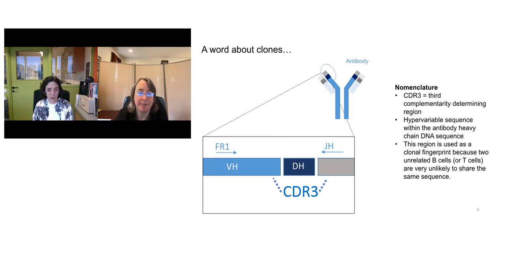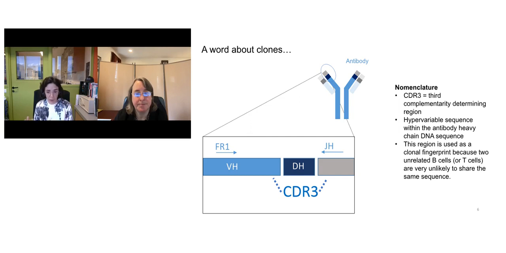A word about clones. So what is a clone? What we can call a clone is a unique rearrangement based on the CDR3 region that is going to be generated at each rearrangement. That region is a hypervariable region at the nucleotide level, and each TCR, each BCR, on each chain, contains such a region. And this is the region here showing at the antibody level. It is the region close to, in contact with, the antigen.